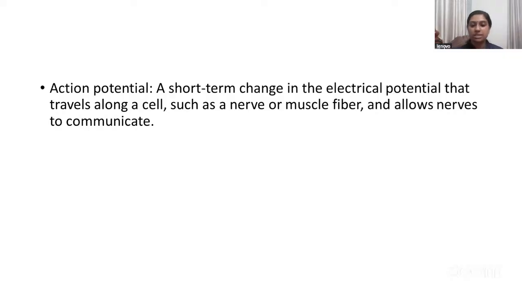In hyperpolarization, more positive ions or more stimulation is required to stimulate the particular neuron. So hyperpolarization is an inhibitory phenomenon to neuronal transmission. Why? Because there is more electronegativity inside the cell and hence a stronger stimulus is required to excite the cell. So it's an inhibitory phenomenon.